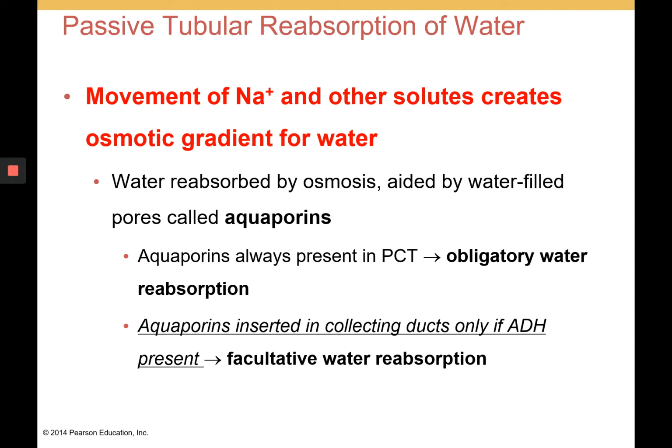The movement of sodium also creates an osmotic gradient for water reabsorption, so water is going to follow sodium via aquaporins. Obligatory water reabsorption is talking about water reabsorption that occurs in the proximal convoluted tubule, which always has aquaporins present. However, aquaporins are not always inserted into the principal cells of collecting ducts, and they're only inserted if ADH acts on the collecting duct, therefore causing the insertion of aquaporins into the principal cells of the collecting duct, and therefore causing an increase in water reabsorption. This type of water reabsorption is not obligatory. It is instead called facultative water reabsorption.